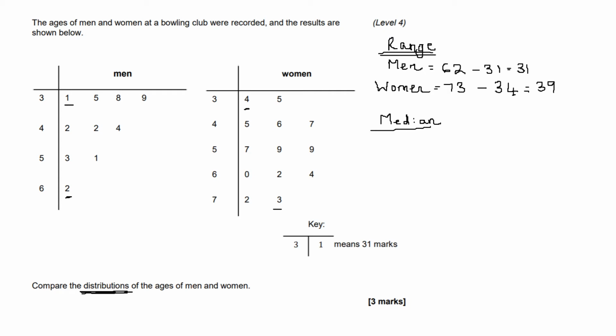So our median is our middle value. So we've got 1, 2, 3, 4, 5, 6, 7, 8, 9. We've got 10 men. So let's start crossing out. Let's cross out the biggest and the smallest. Then again, the largest and the smallest. So we're left with 42 and 43. So the midpoint of that would be 43. So the median age for the men is 43.